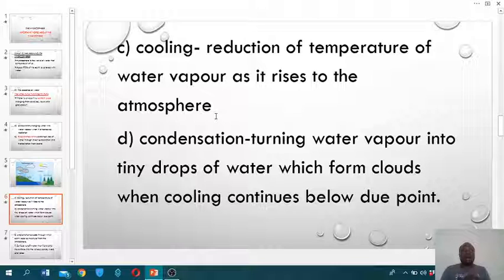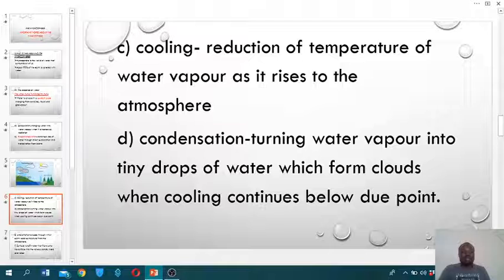So the reduction of temperature is what you call cooling. When you have hot water at home and you remove heat from the water, or you leave the water after some time, the water starts cooling. That cooling means the temperature is reducing.